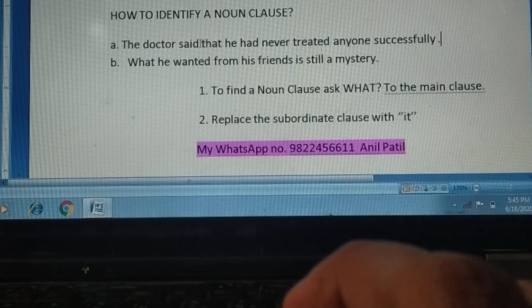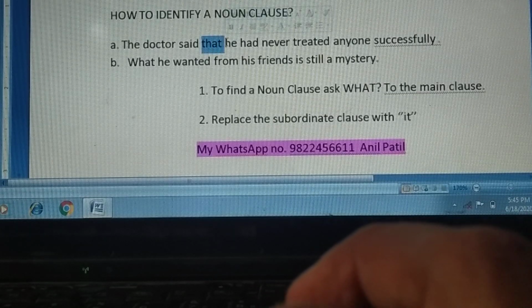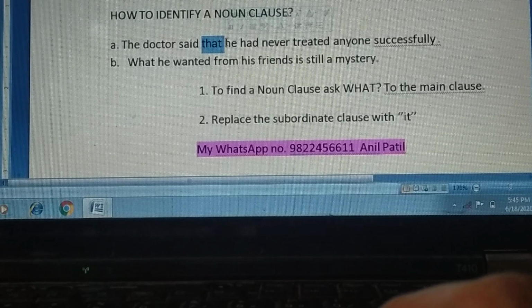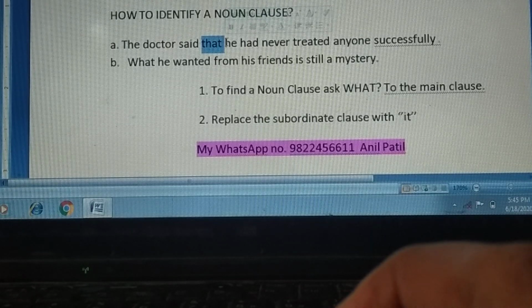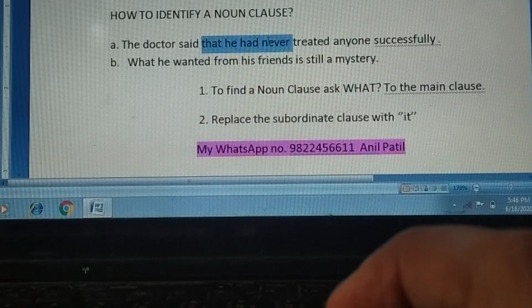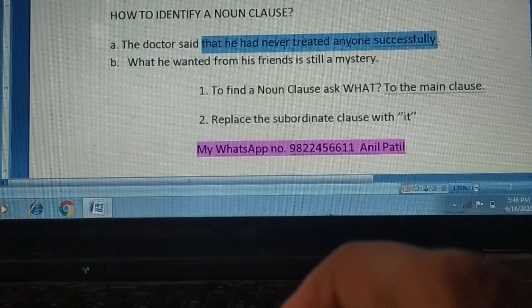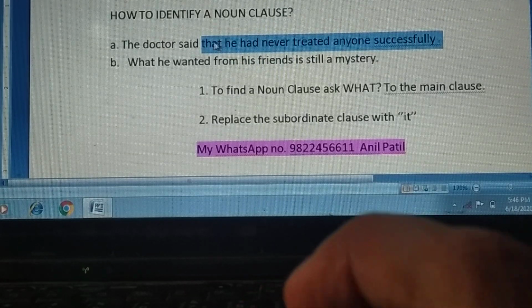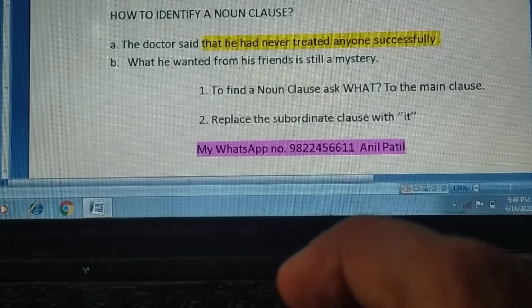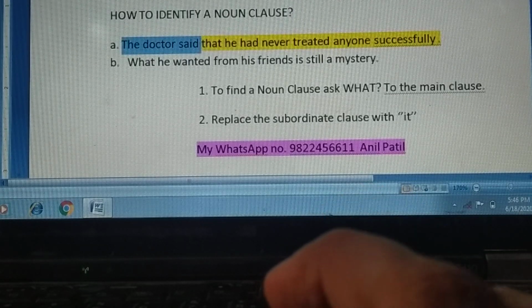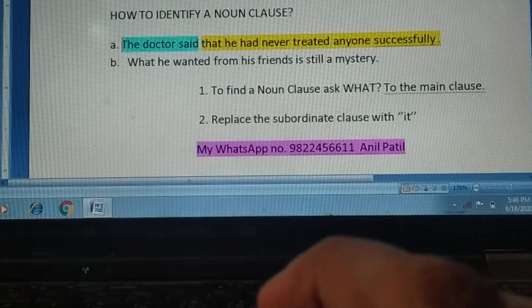Now you will observe that this word, the word that, is from the list of the keywords that we have seen in the previous video. So naturally, our subordinate clause starts here. Let's see where it ends. That he had never treated anyone successfully. This is subordinate clause. So what is the main clause? The doctor said will be our main clause, and that he had never treated anyone successfully will be a subordinate clause.